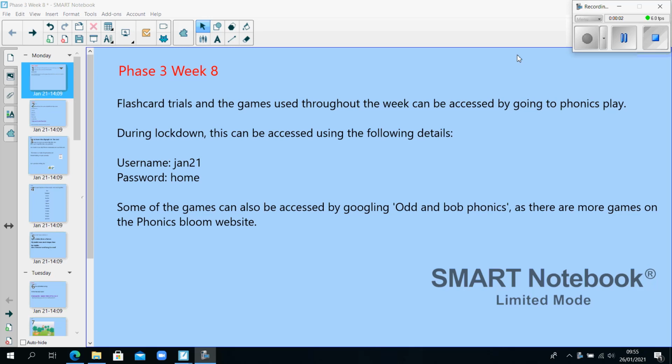Games you use throughout the week can be accessed by going to Phonics Play. During lockdown, this can be accessed using the following details: username Jan21, password home. Some of the games can also be accessed by googling Oddbob Phonics, as there are more games on the Phonics Bloom website.